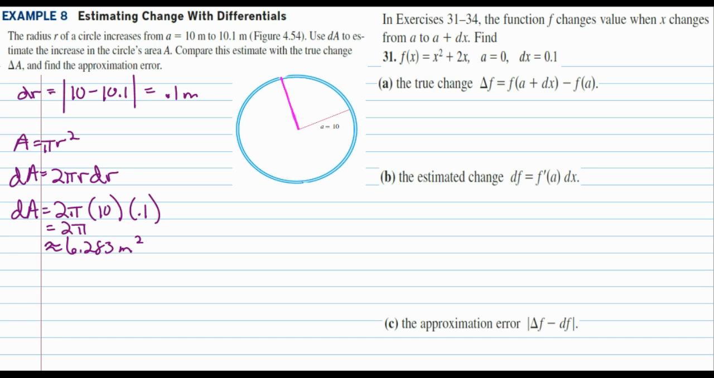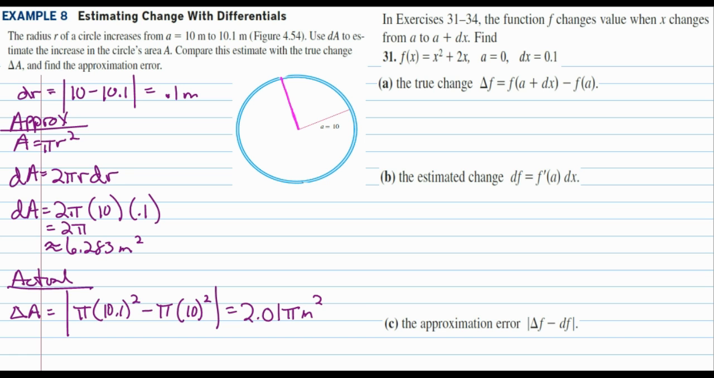To find out the actual change, I'm literally going to calculate the difference in area between a 10.1 meter radius and a 10 meter radius. So I did pi times the larger radius squared minus pi times the smaller radius squared. The absolute value of that is 2.01 pi square meters. So not 2 pi square meters, 2.01 pi. So I can calculate the error in that. The error between the two is 0.01 pi square meters, or 1/100th of a pi square meters.